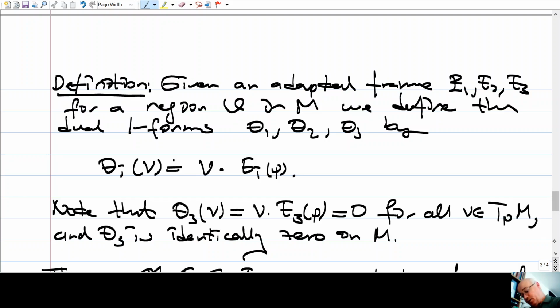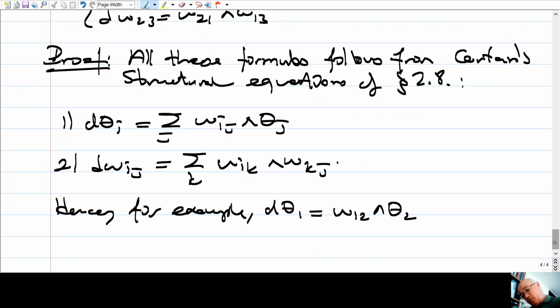Theta 3 is just 0. So we have 1, 3, theta 3, theta 3. But this is 0. Therefore, we get 1, 2 wedge theta 2.